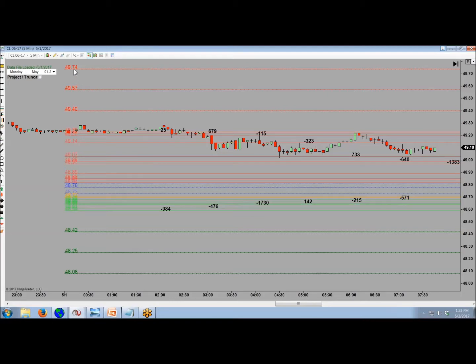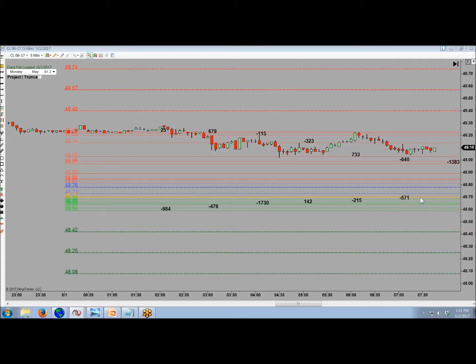If you look at the top of the page, you have these 3 red lines up here, the dashed areas. These are target areas, projections on where price is likely to get if price is moving higher, and the green down here are target and projection areas if price is moving lower: 48, 42, 25, and 08.